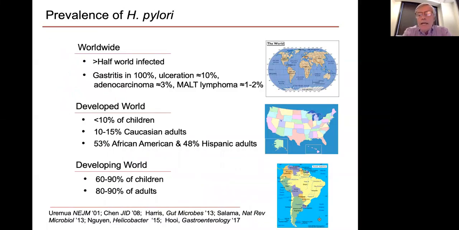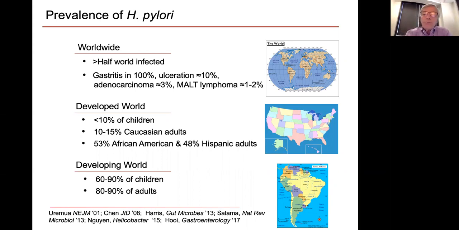Worldwide, H. pylori in a number of studies conclusively shows that H. pylori infects approximately half of the world's citizens. It's important to recognize that gastritis occurs in virtually 100% of people that are infected, both children and adults. Ulceration occurs in approximately 10%. This depends on the study population and the environmental conditions of the study population, but in general, up to 10% of chronic carriers can go on to develop either gastric and or duodenal ulceration.